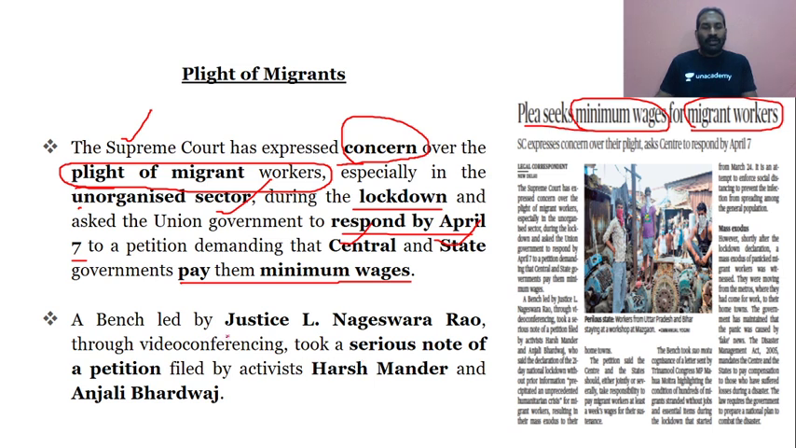And a bench led by Justice L. Nageswara Rao has looked at it very seriously. It was filed by activists Harsh Mander and Anjali Bharadwaj. They are the activists who have filed the petition in regards to the central and state governments paying the minimum wages to the migrant workers. The Supreme Court has expressed the concern, taking it as a serious matter, and is asking the union government to respond by April 7th.